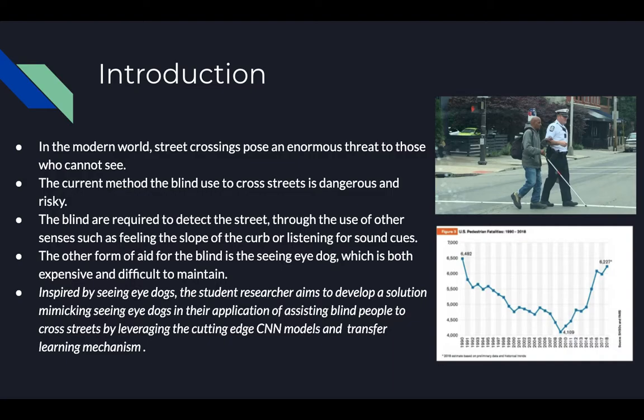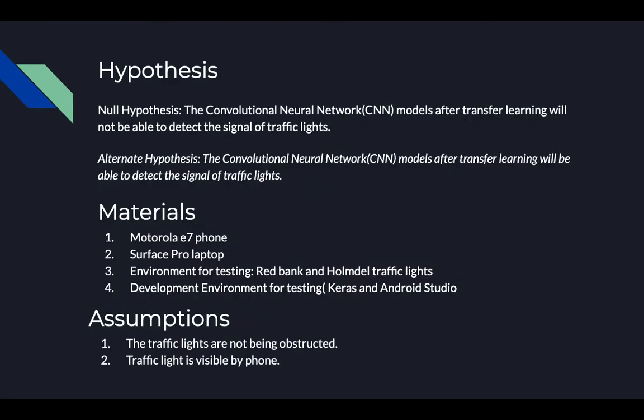So, I decided to create a technological solution that mimics a seeing eye dog in its ability by leveraging CNN models and transfer learning mechanisms that can help detect traffic light signals. The hypothesis is that the convolutional neural network model, after transfer learning, will be able to detect signals of traffic lights. I used a Motorola E7 phone and a Surface Pro laptop.